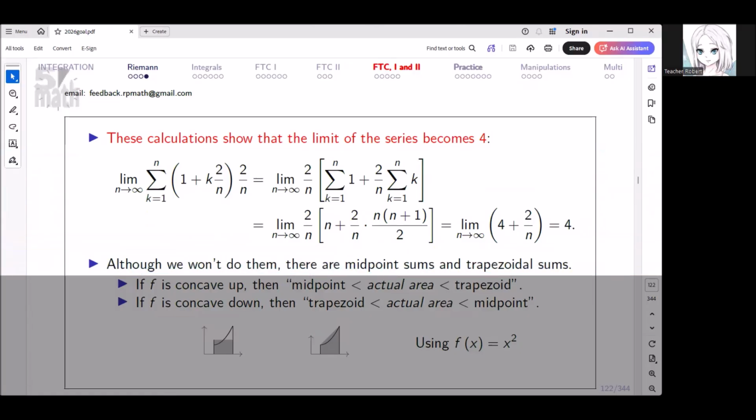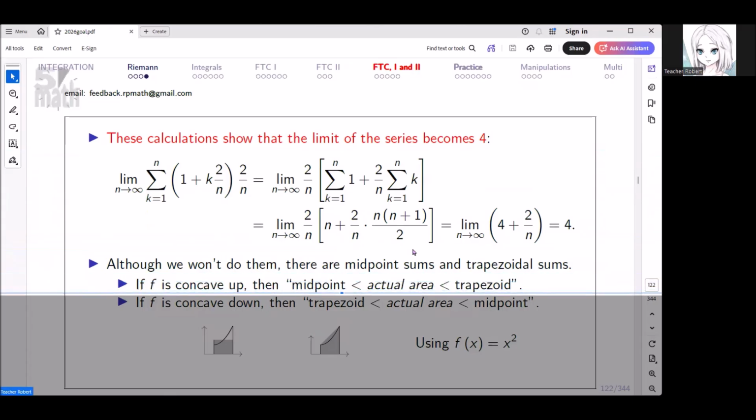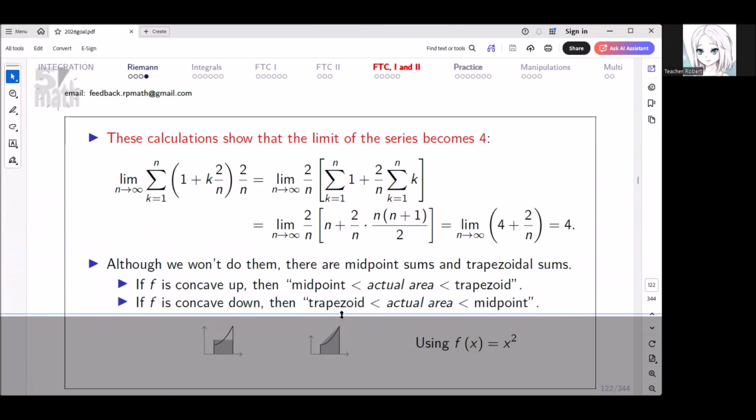Although we won't do them, there are midpoint sums and trapezoidal sums. If f is concave up, then midpoint is less than actual area less than trapezoid. If f is concave down, then trapezoid is less than area less than midpoint.